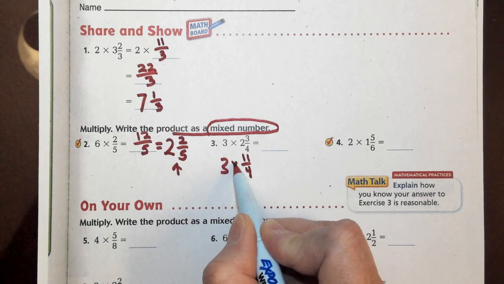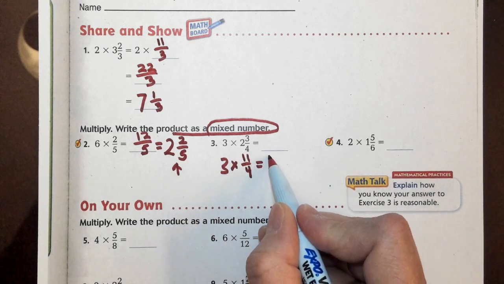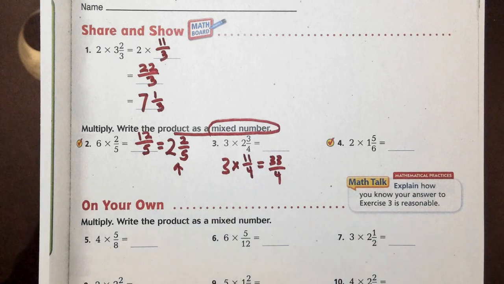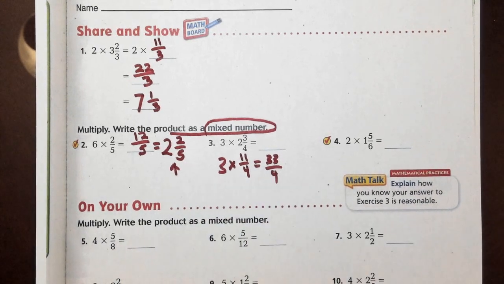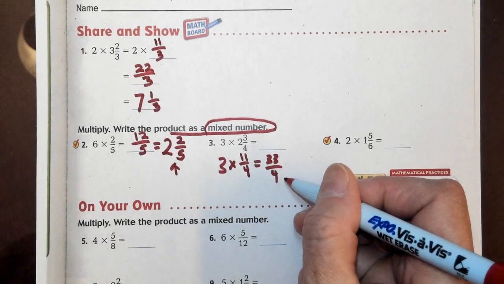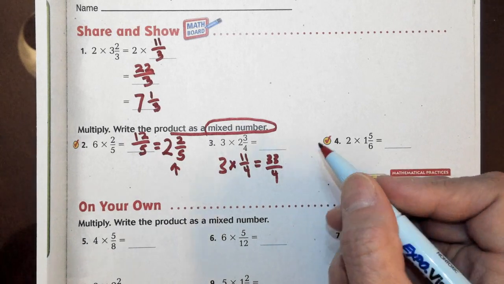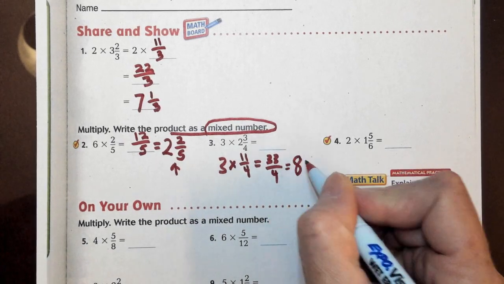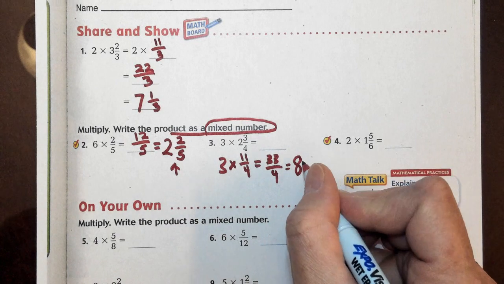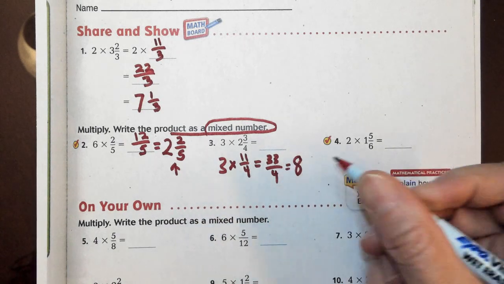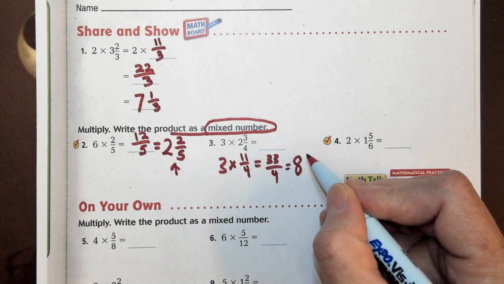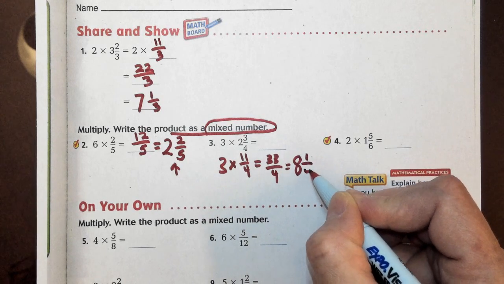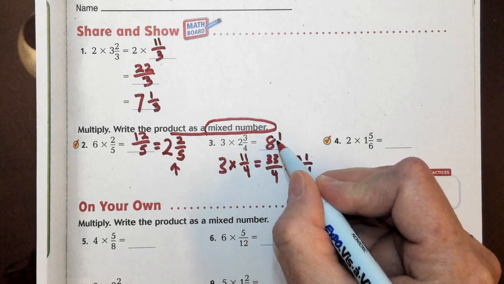Then we multiply that times 3, and we come up with 33/4. And then we want to divide this 33 by 4. How many 4's are in 33? Well, there's 8 of them, because you know that 4 times 8 is 32. What's left of the 33 when we take the 32 out? Just 1, right? So our answer is 8 1/4.